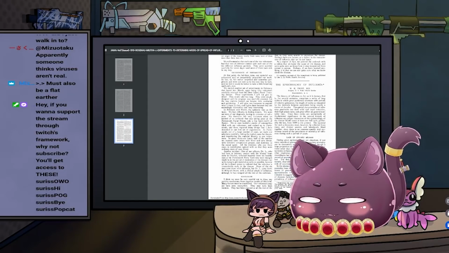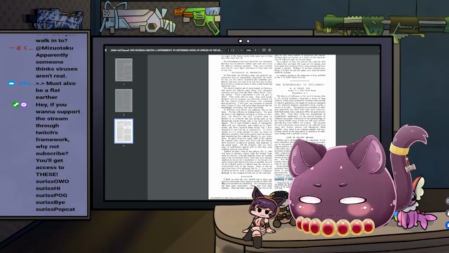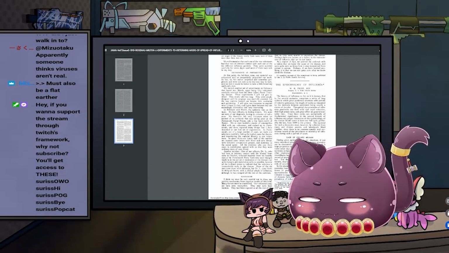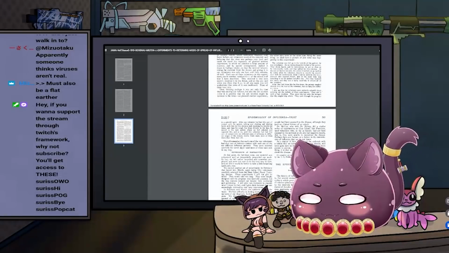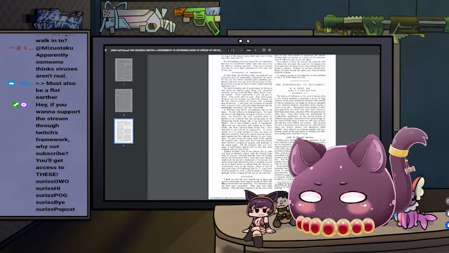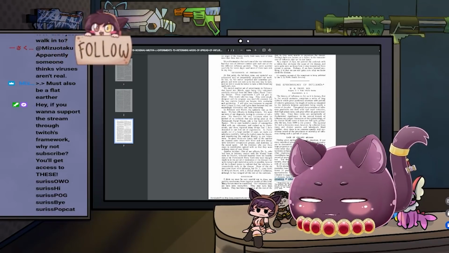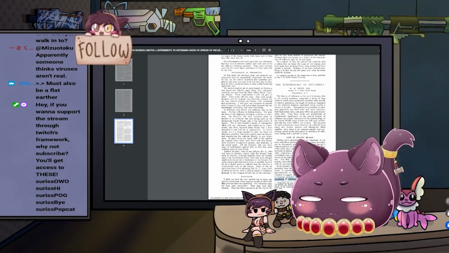Wait, hold on. Why does this only have part of the paper? It just ends abruptly.